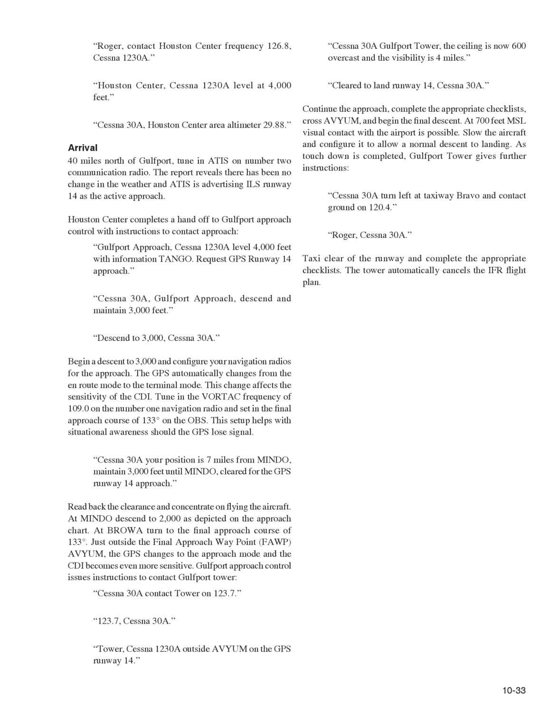123.7, Cessna 30A. Tower, Cessna 1230A outside of EM on the GPS runway 14. Cessna 30A, Gulfport Tower, the ceiling is now 600 overcast and the visibility is 4 miles. Clear to land runway 14, Cessna 30A. Continue the approach, complete the appropriate checklists, cross EM, and begin the final descent. At 700 feet MSL visual contact with the airport is possible. Slow the aircraft and configure it to allow a normal descent to landing.